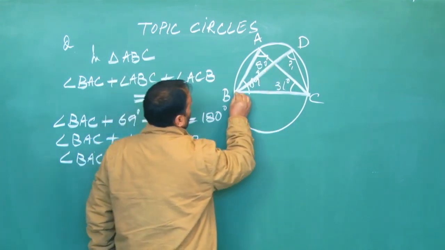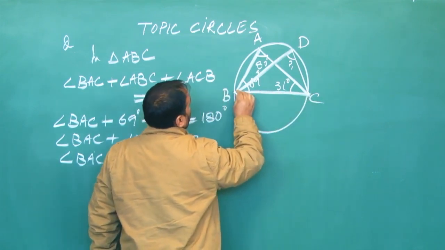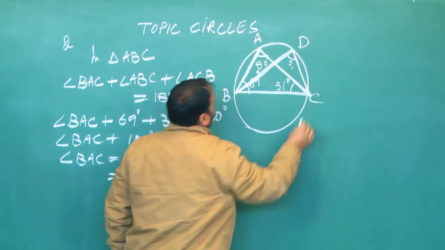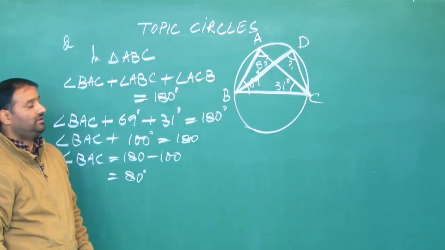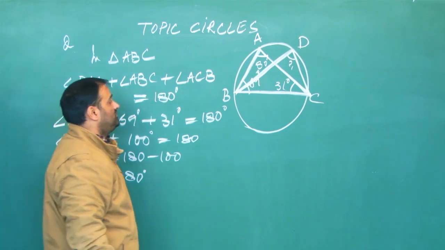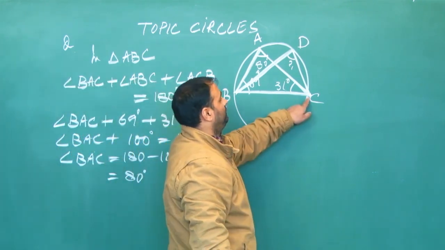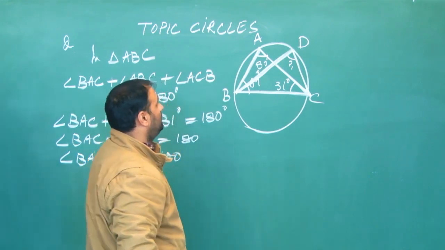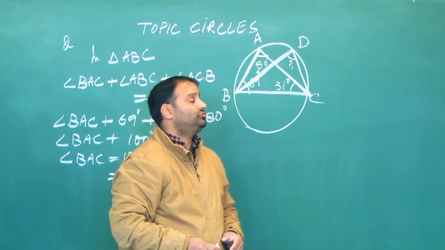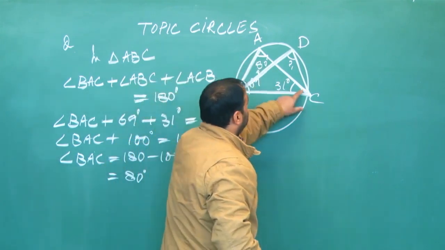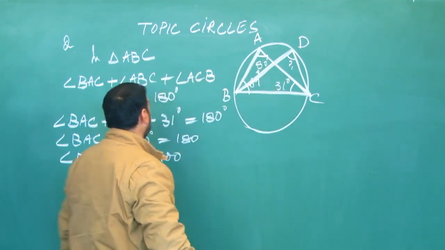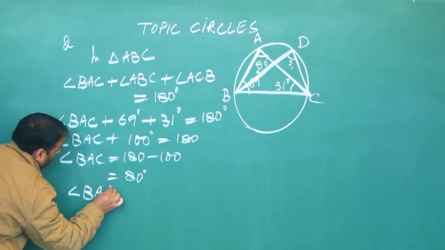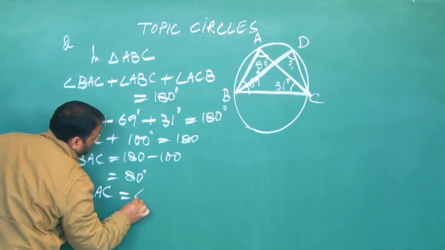From this figure, you can simply observe that angle BAC and angle BDC both are made on the same segment. Or you can say both are subtended on the same arc. And by theorem, angles on the same segment are always equal. Angles in the same segment are equal. So we can write angle BAC is equal to angle BDC.